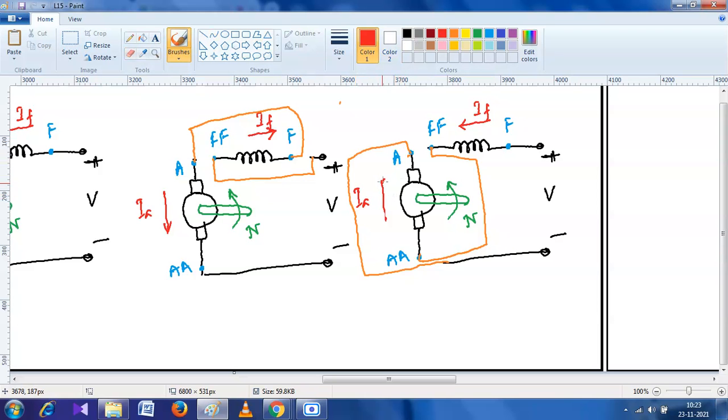Upward, sir. Upward. That means here in figure 3 we change the direction of armature current, and in figure 2 we change the direction of the field current. So I hope you all have understood this.